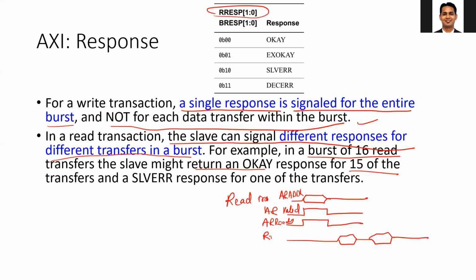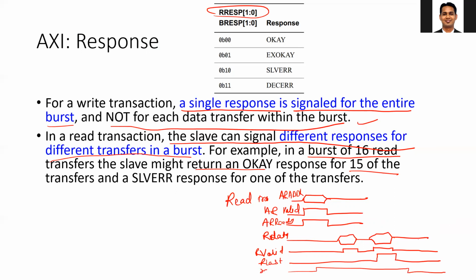That is the R data. Then the slave will make the R valid. The slave will also make the R last. Also, there will be a ready signal from the master. In addition, there will be one more signal, I can draw it here, which talks about whether this data is correct or not. This is the additional signal. Again, it's optional, and this is nothing but the R response.